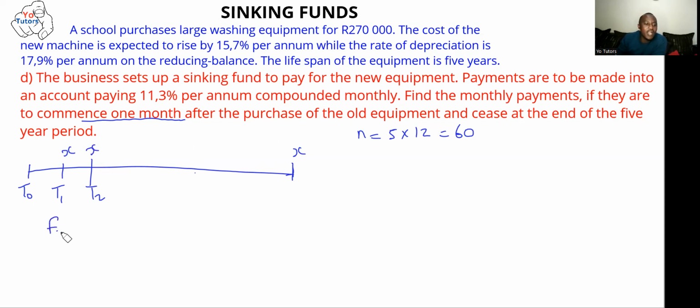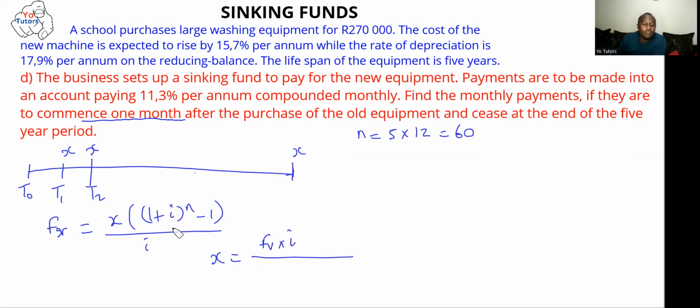So using our formula, FV is equal to X times [(1 plus i) to the power of n minus 1] over i. We'll be looking for X. And how do we get our X? I think now you know, guys, we take the i there. So it's FV times i over what we have on top there, which is (1 plus i) to the power of n minus 1. Okay. Let's try to find out what we get from there.